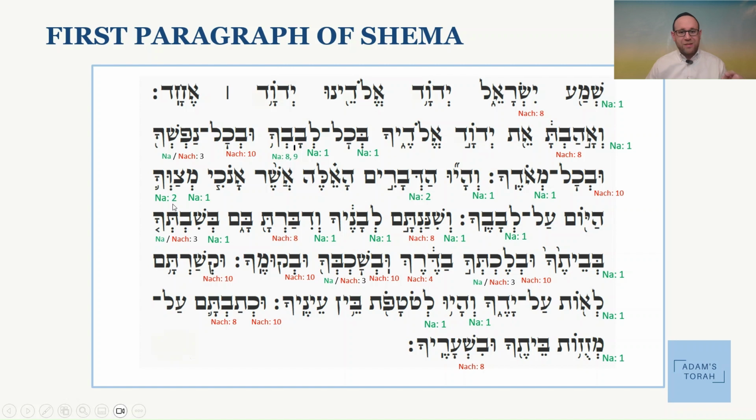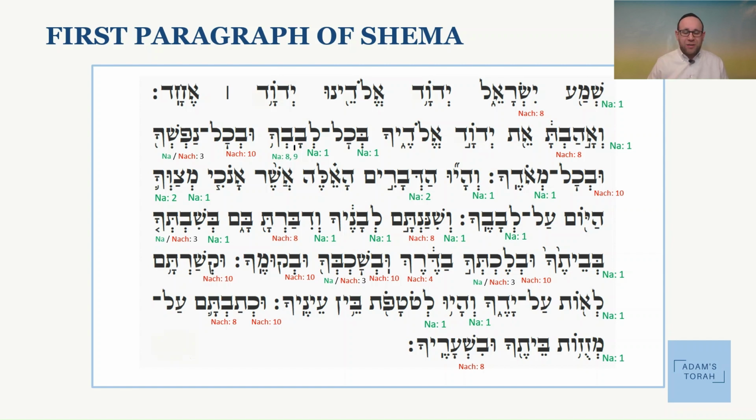Now, I know for many people it gets confusing because they see this vav with a dot in it and they think it's a shuruk. They think it's a u sound, but it's not. The tzadi has a patach. The tzadi closes off its syllable. Now you have a letter vav with a v sound. It's a consonant. It's not a vowel. It's not a shuruk, but it's a consonant. That consonant has a sheva underneath it. So it has a sheva, and the dagesh within that vav is telling you that that sheva is a sheva na.